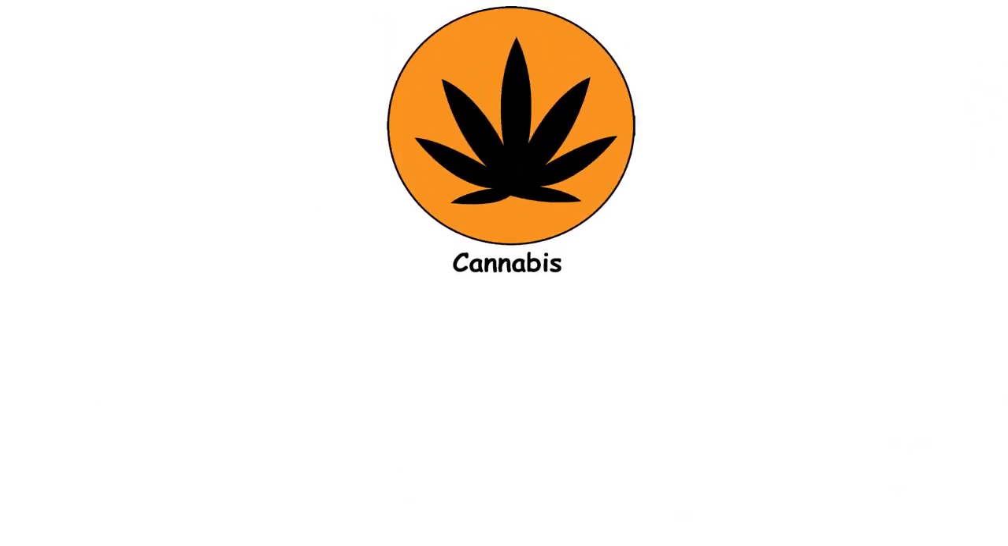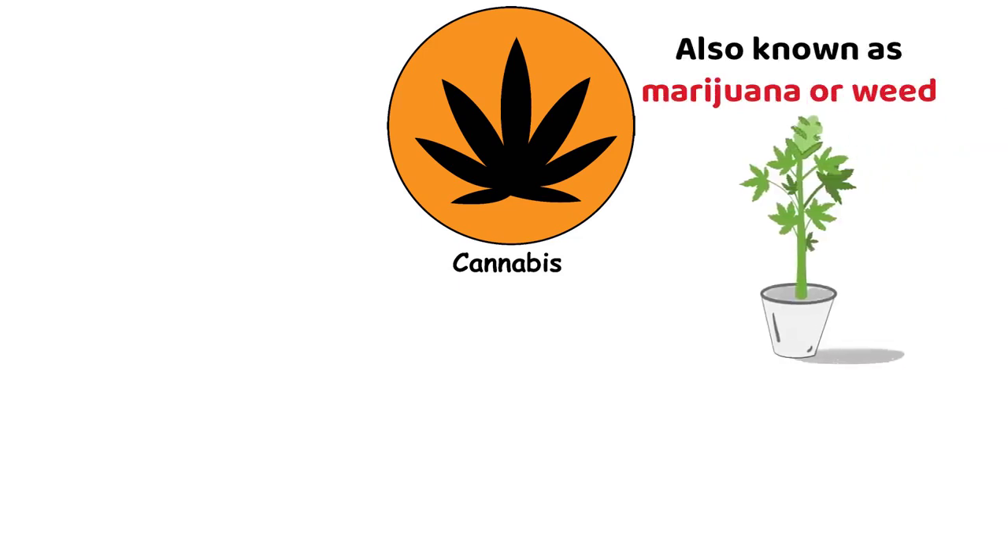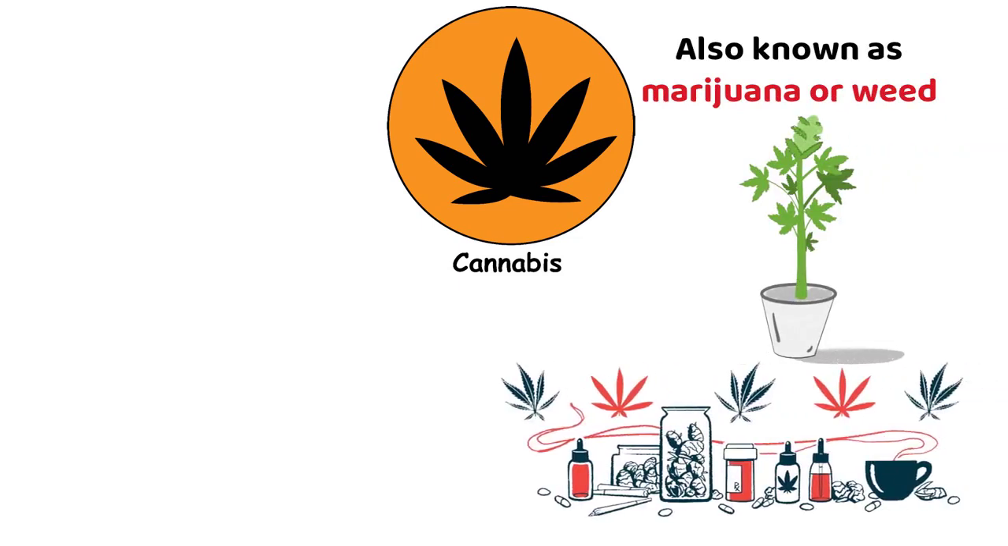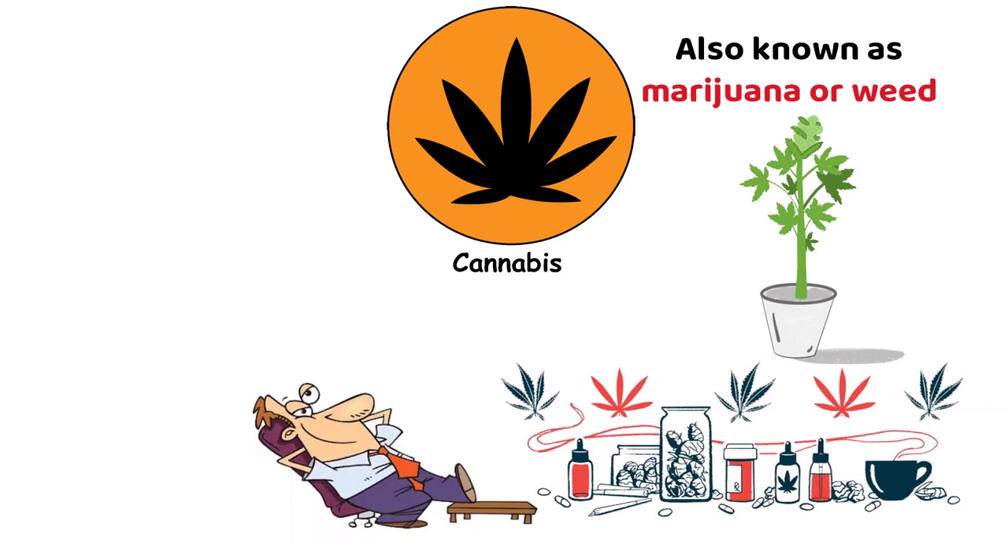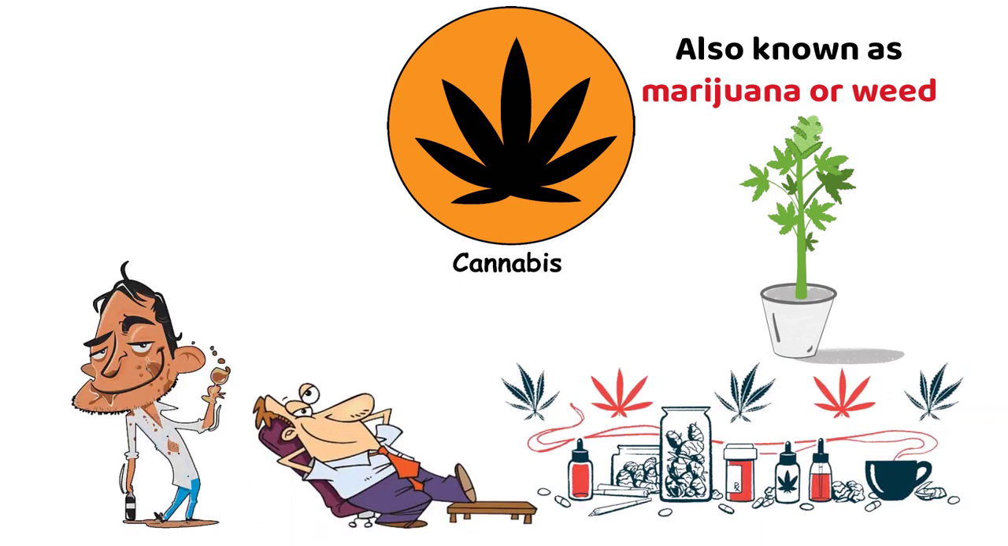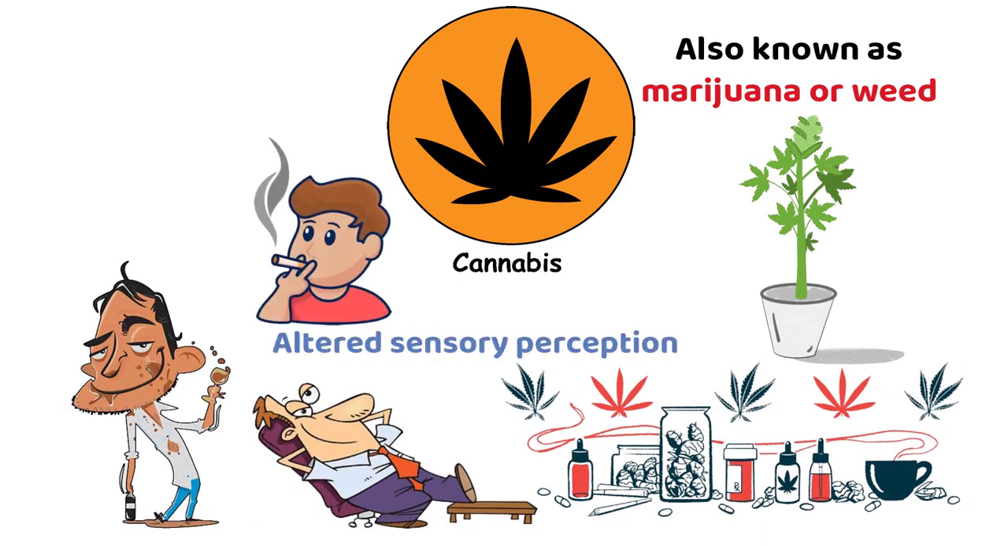Cannabis. Cannabis, also known as marijuana or weed, is a psychoactive plant containing THC and other cannabinoids. It can produce relaxation, euphoria, and altered sensory perception when smoked, vaporized, or ingested.